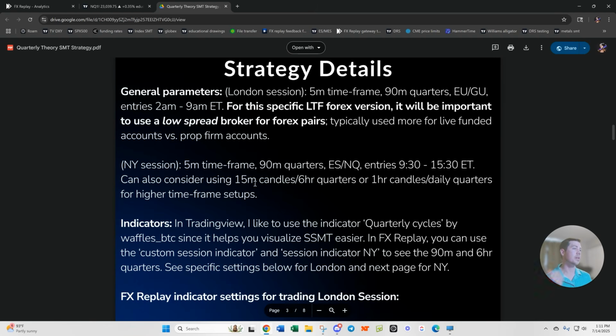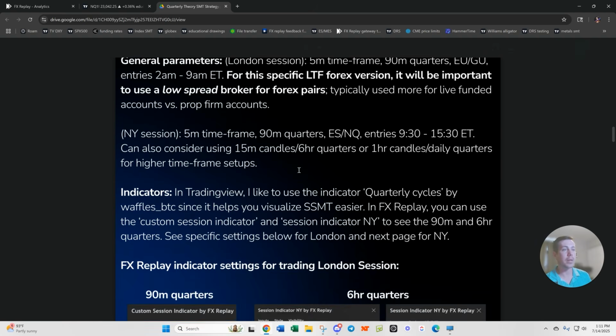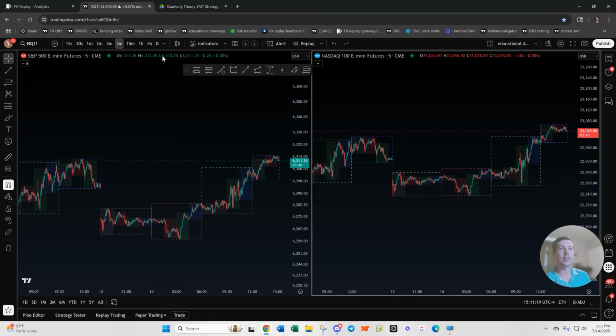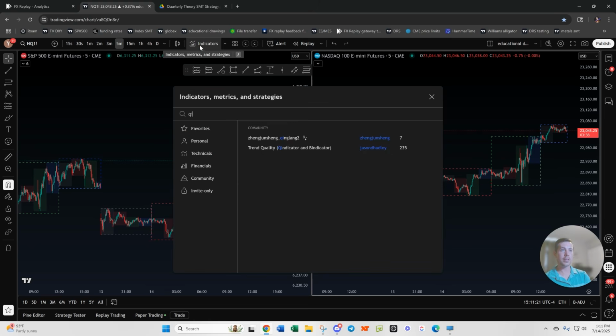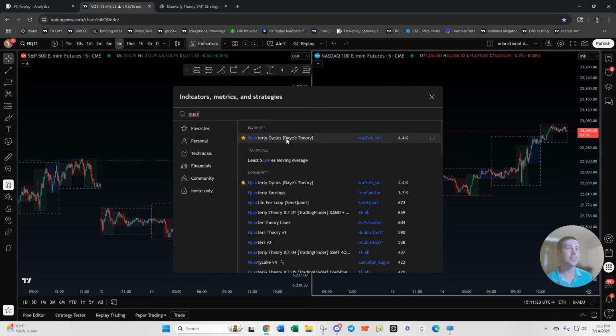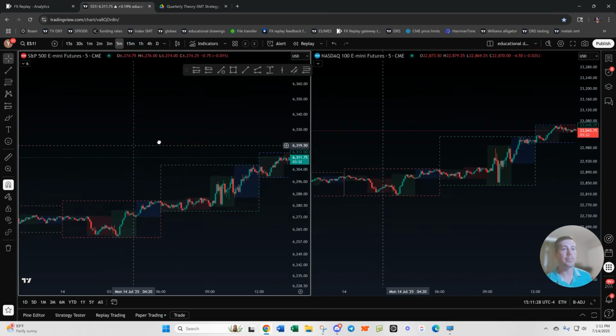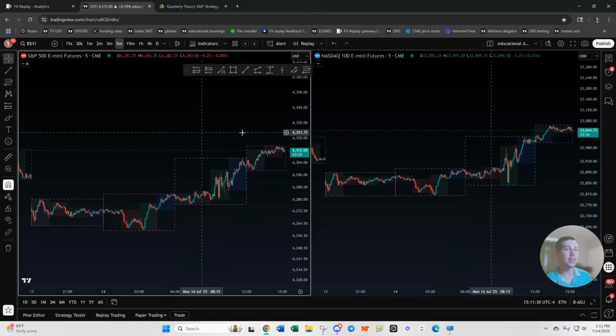So I recommend trading futures if you're going to trade this 5-minute strategy on futures. But you could also consider using some higher time frame candles and quarters as well, that we'll look at in a little bit. So how to visualize this? Quarterly theory can be a little complicated, but I think the easiest way to understand it is to visualize it. And so I talk about this quarterly cycles indicator by Waffles BTC. If you go to TradingView, it's literally just quarterly cycles days theory by Waffles BTC, and it really helps you visualize the different quarters in nice little boxes.